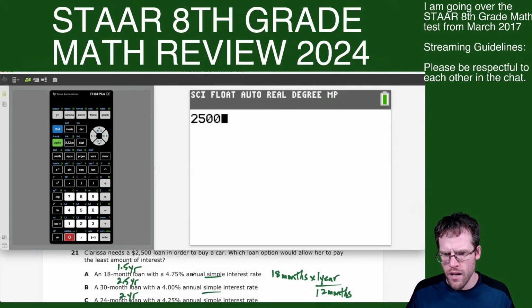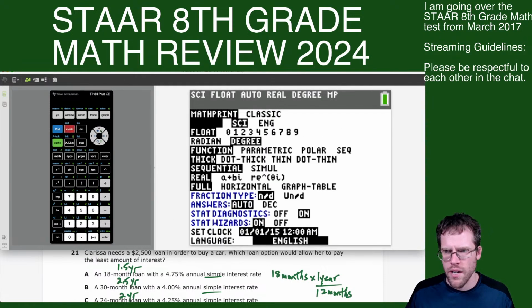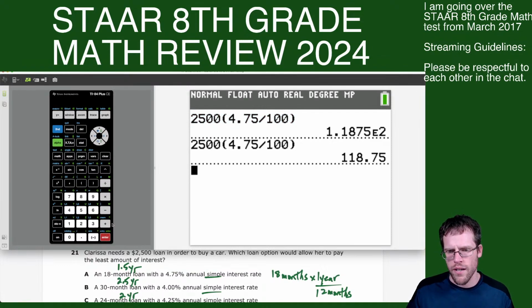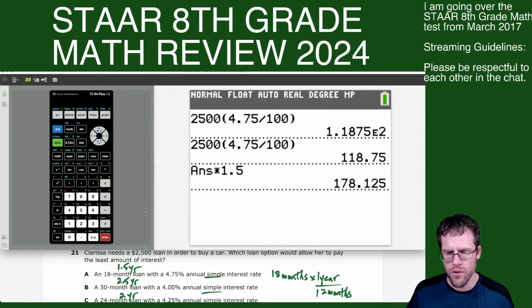And we're going to apply the 4.75% interest rate. So I could just do 4.75 over 100 and then multiply that by the loan amount. And that's going to tell us, oh, hang on, let's go to mode and get out of scientific. If you're going to use the calculator in clever ways, you just have to know how to also get out of it. So this is how much interest Clarissa would pay per year. So for 1.5 years, I just do times 1.5, the duration of the loan. So that's how much money Clarissa would pay in interest.